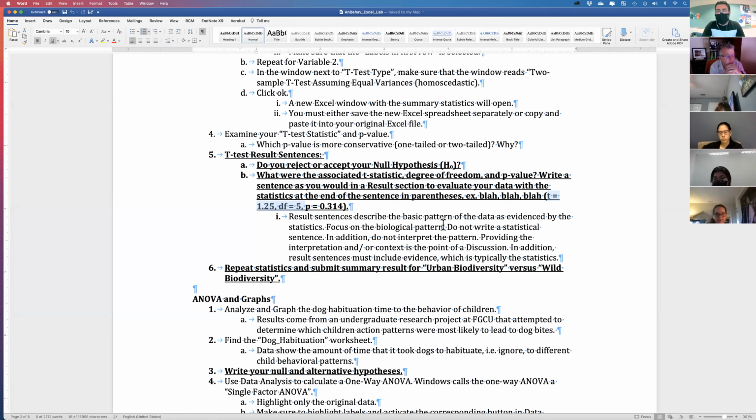What was your p-value? 1.44 to the negative 20, or e negative 20. Okay, so there are two things wrong here, and that's why we have a class. No big deal. First thing, is that a small p-value or is that a large p-value?